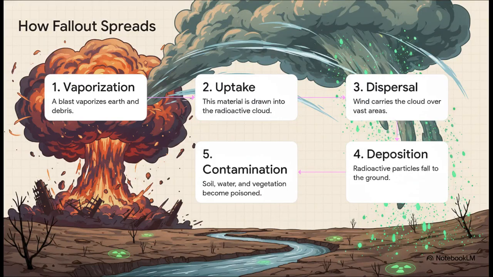So how does this poison actually spread? Well, the process is horrifyingly simple. The blast vaporizes everything at ground zero. That material gets sucked up into the radioactive cloud. The wind takes over, carrying it for hundreds, maybe thousands of miles. And eventually, those radioactive particles fall back down, poisoning everything they touch.